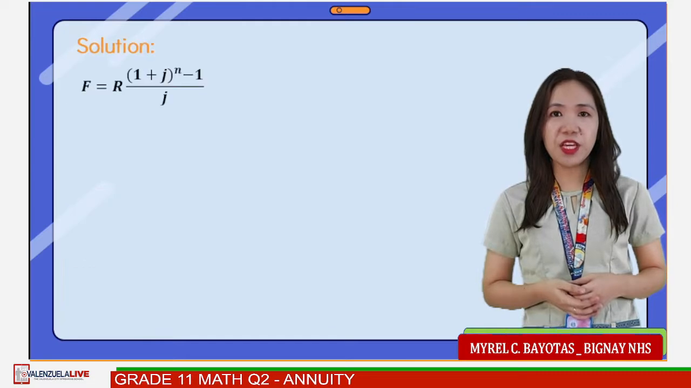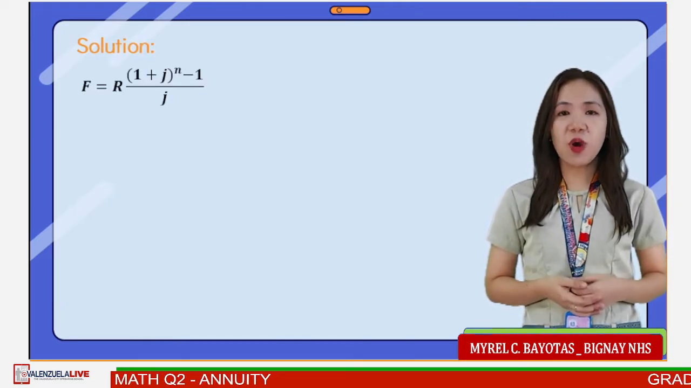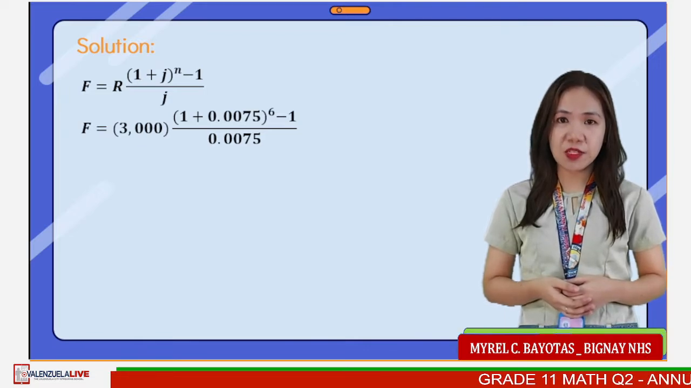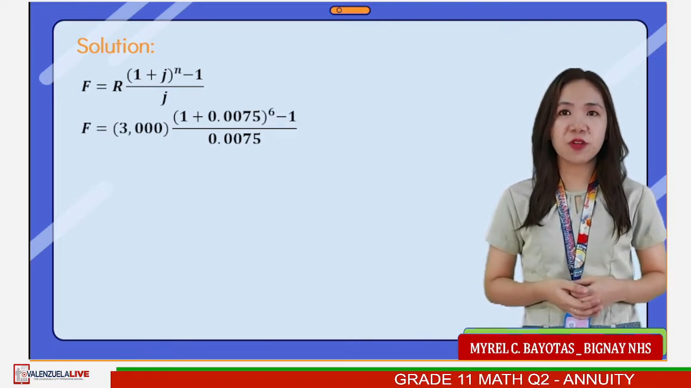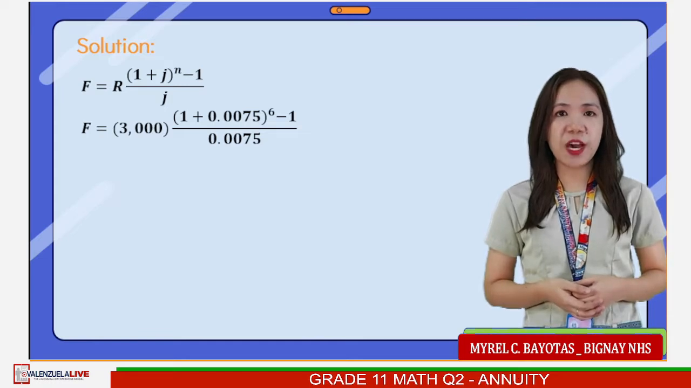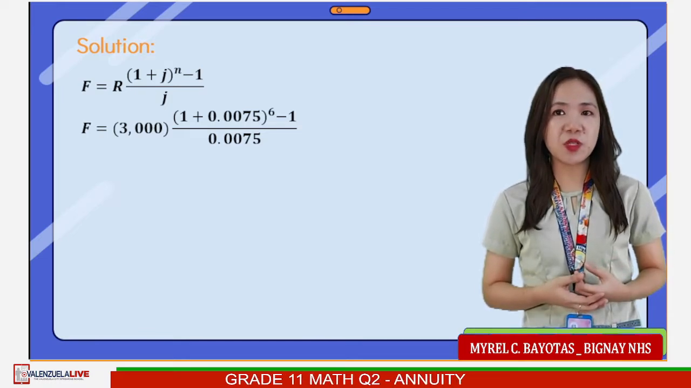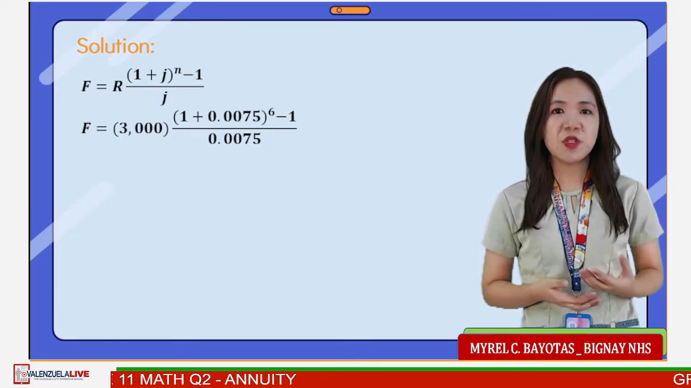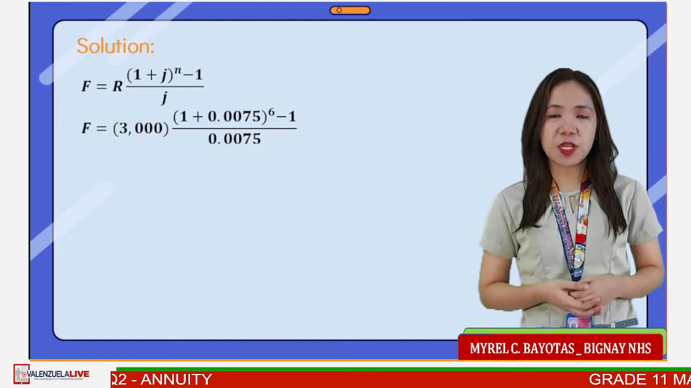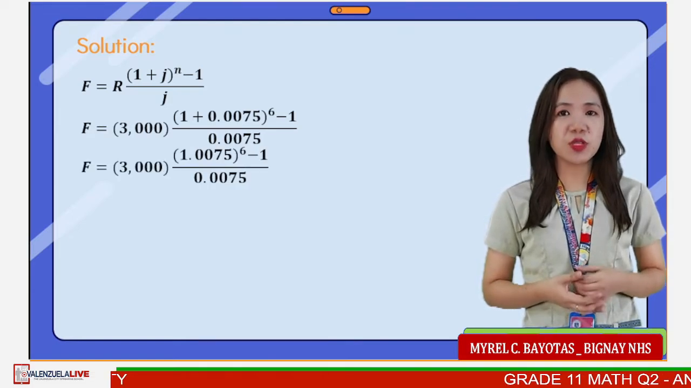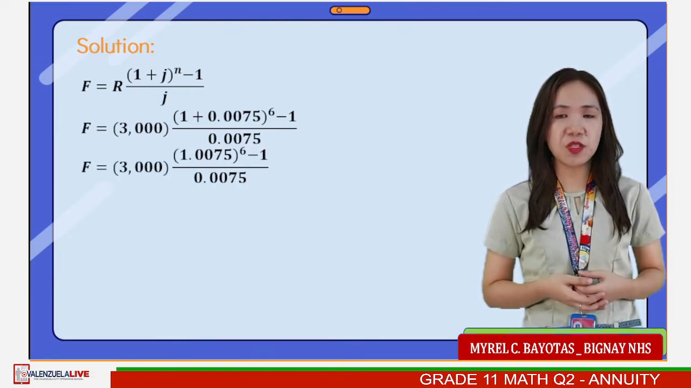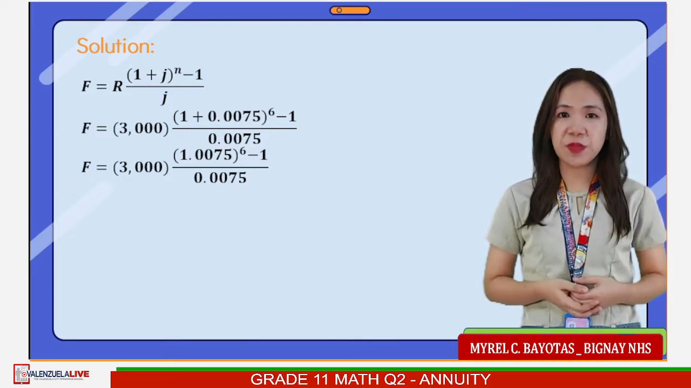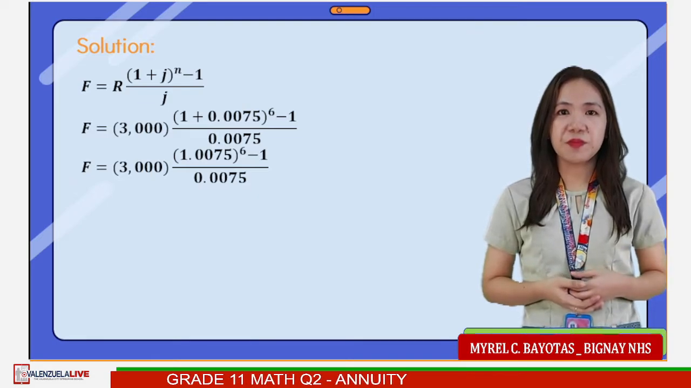We have F equals 3,000 times the quantity of 1 plus 0.0075 raised to 6 minus 1 all over 0.0075. Following PEMDAS, begin by simplifying what's inside the parentheses. That is, F equals 3,000 times the quantity of 1.0075 raised to 6 minus 1 all over 0.0075. Then, simplify.